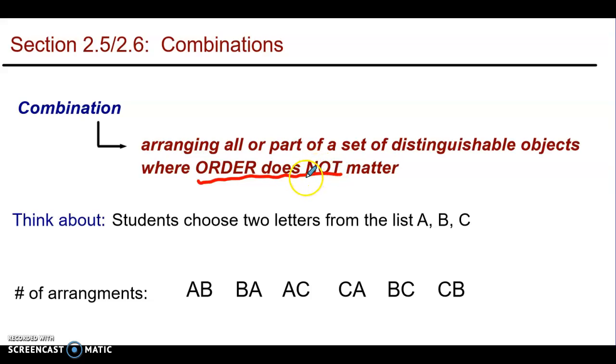In a previous section, we talked about permutations. Permutations is arranging all or part of a set of distinguishable objects where order does matter. So now, how are they different?